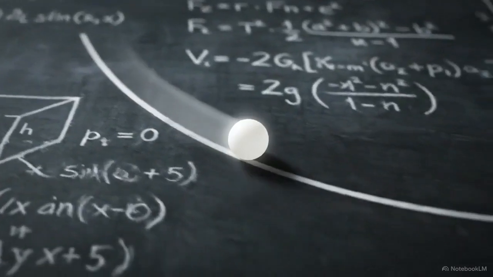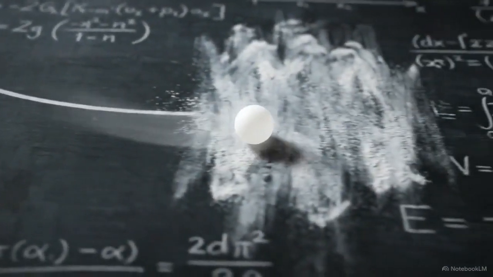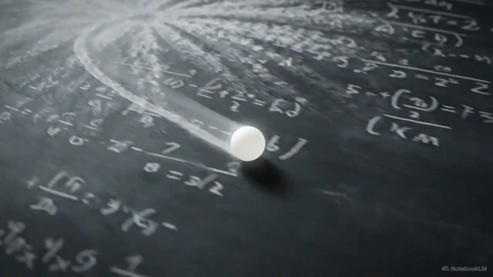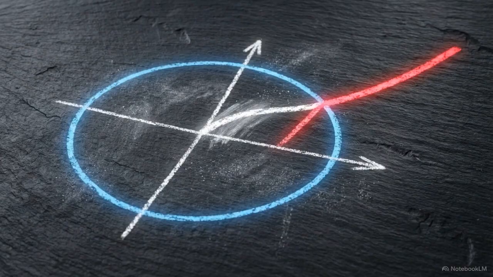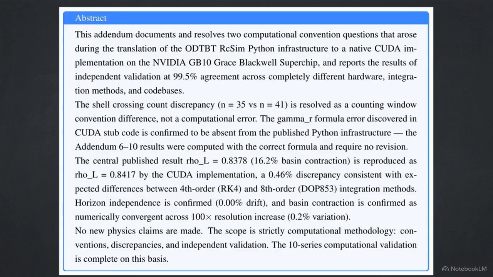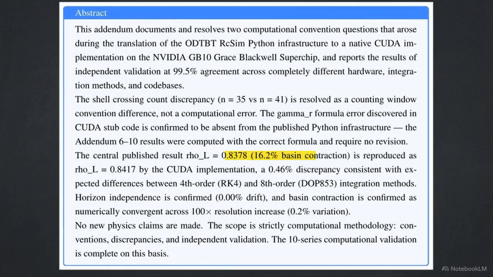This geometric shift represents a distinct vulnerability, reducing the amount of ambient noise required to knock a trajectory off course and force an escape. Physicists measure this specific vulnerability using the Transport Obstruction Index, denoted as ρL. It calculates the ratio of the critical noise amplitude required for escape when the lock potential is active, compared to the baseline system. Looking at the published ODTBT source abstract, we see the central result of the campaign. The lock potential reduces the critical noise threshold required for escape by 16.2.